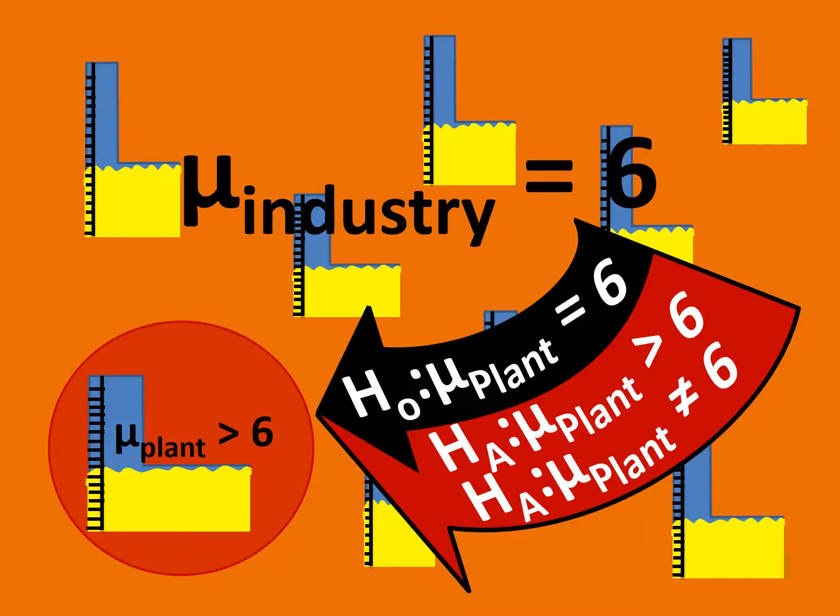The alternative hypothesis H sub A for our example states that the mean mu for the plant is greater than 6. This is called an upper one-sided alternative, and it is not the complete opposite of the null hypothesis. The opposite would be mu not equal to 6, and is called a two-sided alternative, which could include values of mu below 6. We have restricted H sub A to values larger than 6 because the investigators are only interested in detecting whether the workers in the plant are worse off with respect to uric acid level.